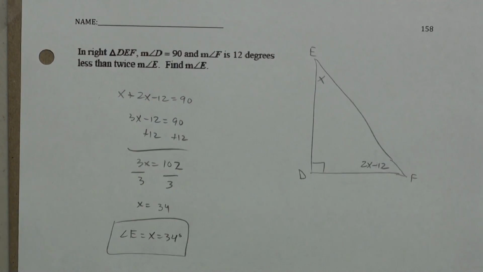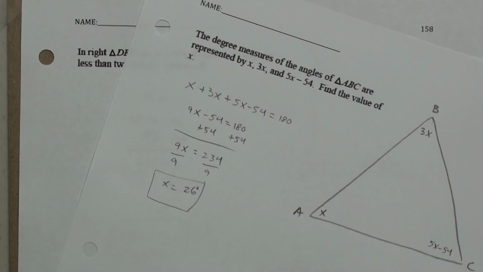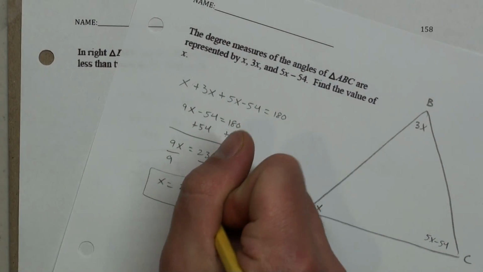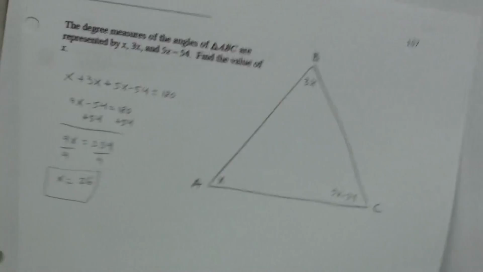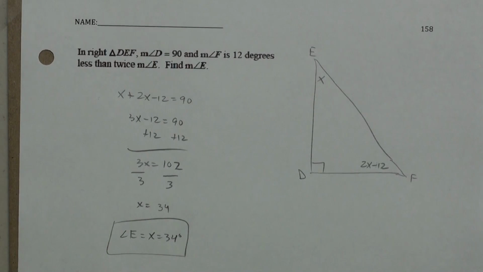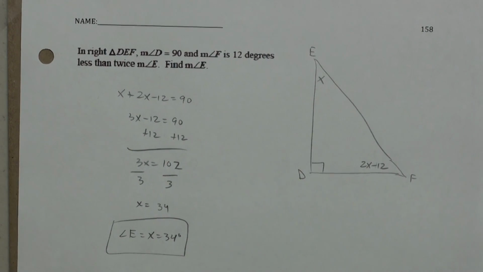Okay? Let me just see something. Let's go back one problem and say 26. It just wants x, so we really don't want to call that a degree symbol. This one we do, because it wanted the angle, in degrees.